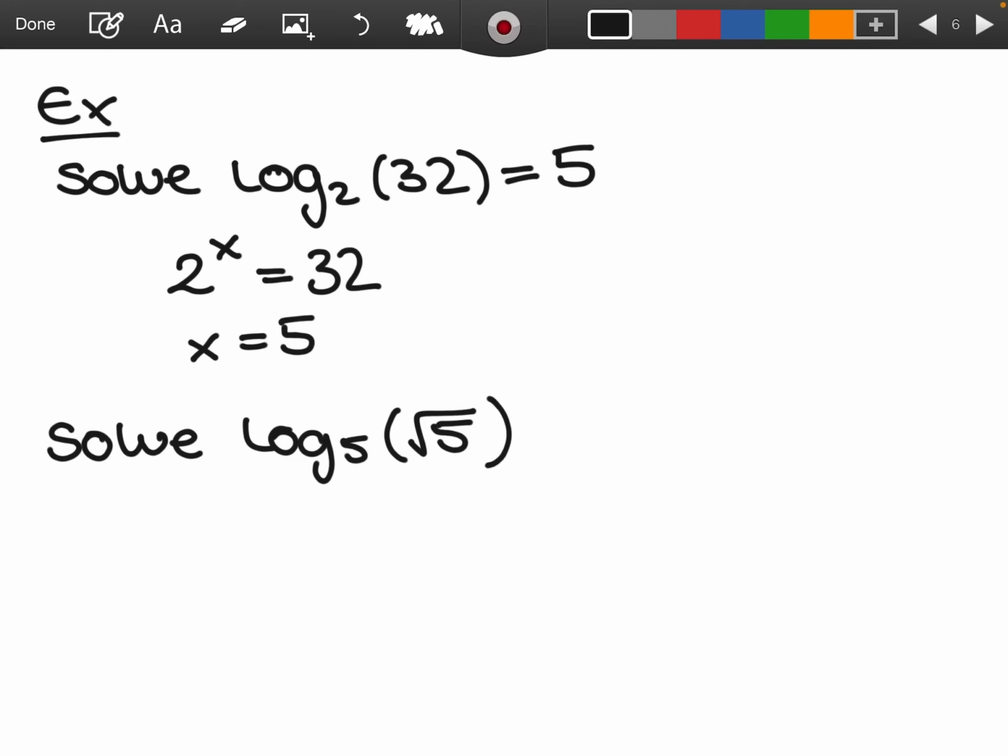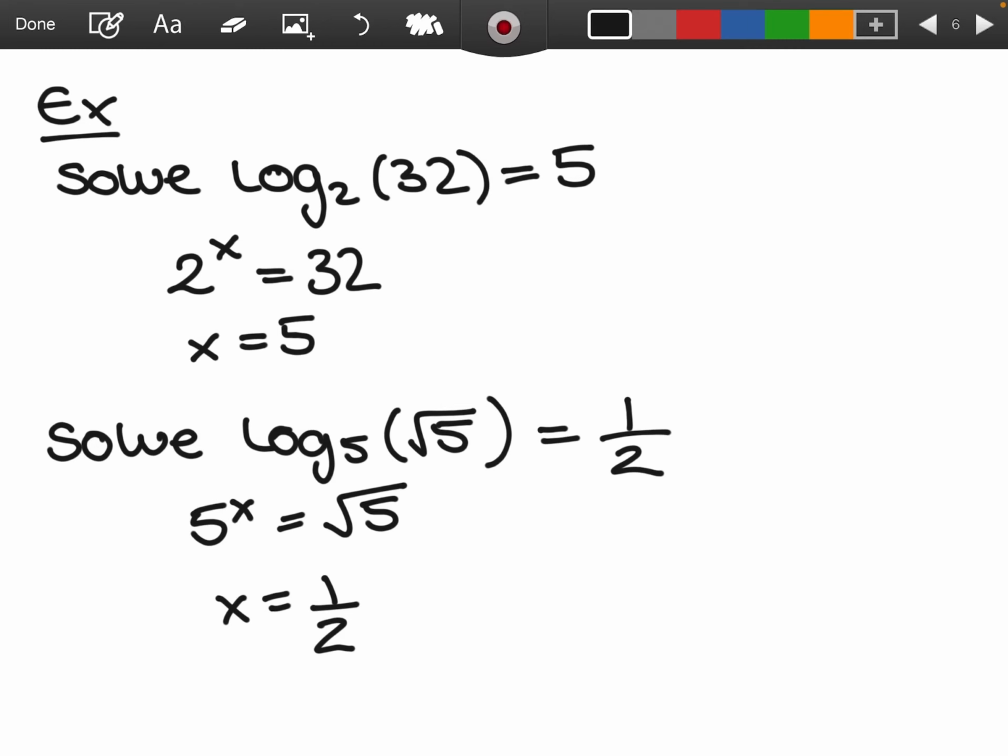Same thing again if I try to solve log base 5 of the square root of 5. That tells me I'm looking for the power I have to raise 5 to get the square root of 5, which obviously is 1/2. So log base 5 of the square root of 5 is just 1/2. So whenever you get a log, one of the easiest ways to solve it is just to go ahead and write it as an exponential, and then you can see what power you have to raise the base to in order to get the argument.